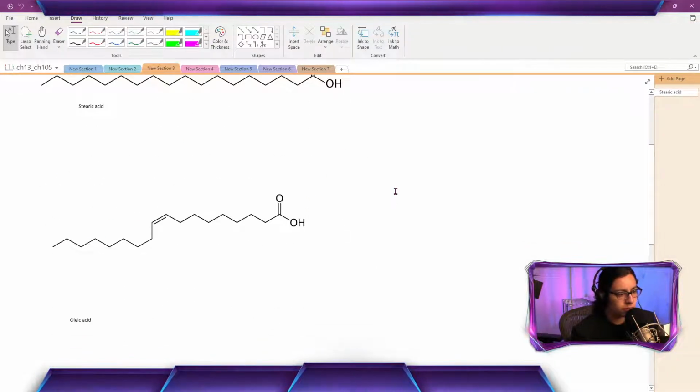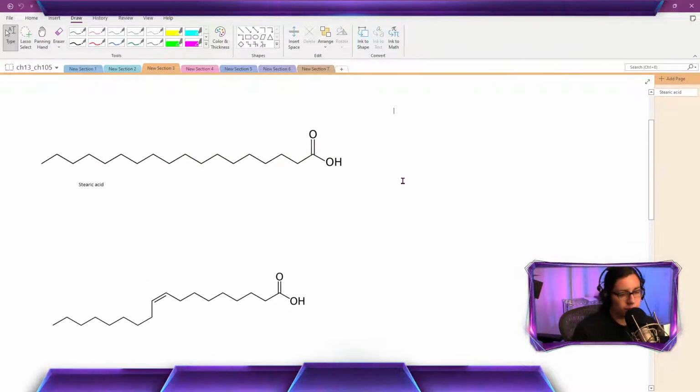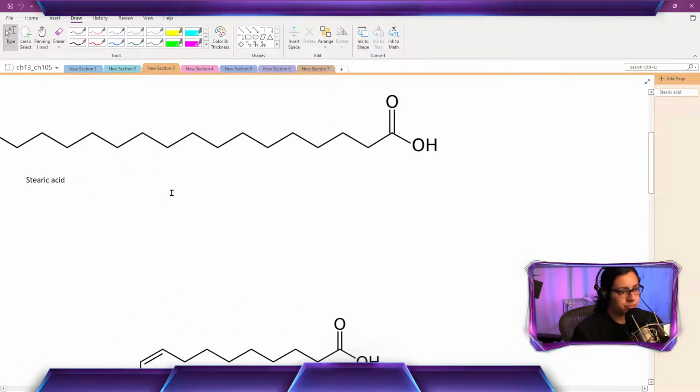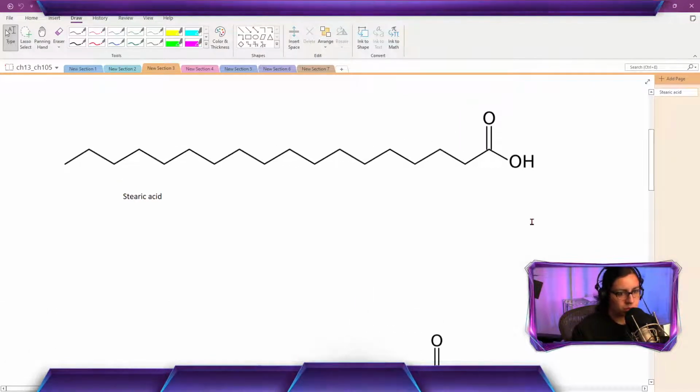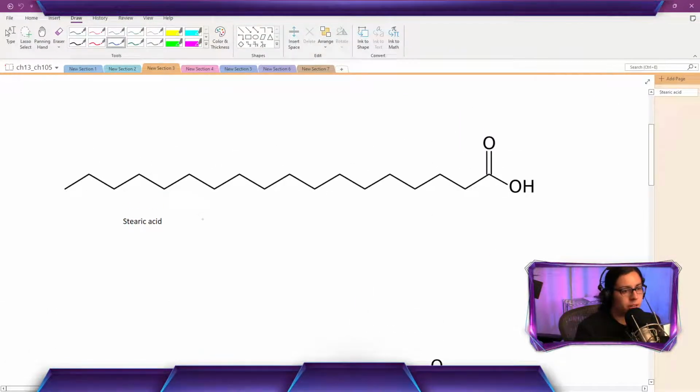So now let's see how that plays a role in different fats. So this first one that we're looking at is stearic acid. So this is what's called a saturated fat. And it's saturated because all the carbons have hydrogens on them.